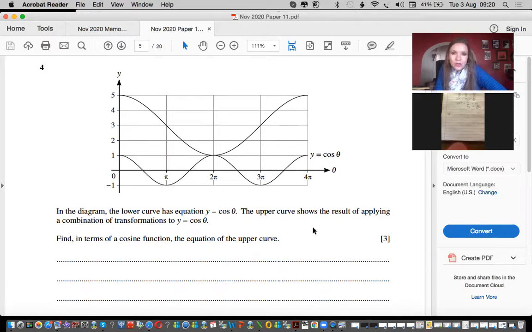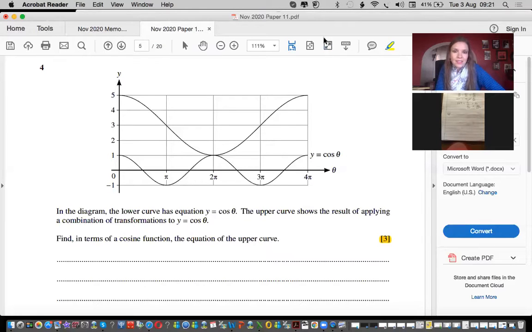The upper curve shows the result of applying some kind of combination of transformations. Obviously, a lot of transformations. Check my mark allocation there. 3, so I'm thinking lots of transformations. Find, in terms of a cosine function, the equation of the upper curve. So I think plenty has happened. First of all, I do see my period changing because now I'm only making one wave in technically 720 degrees. So maybe we should break this down into different things happening.